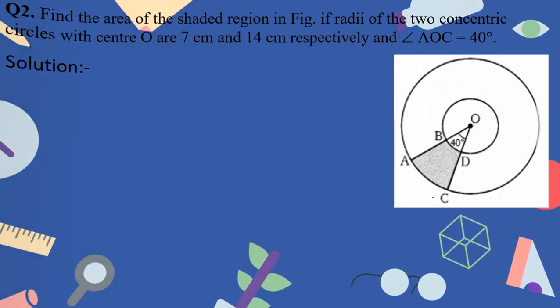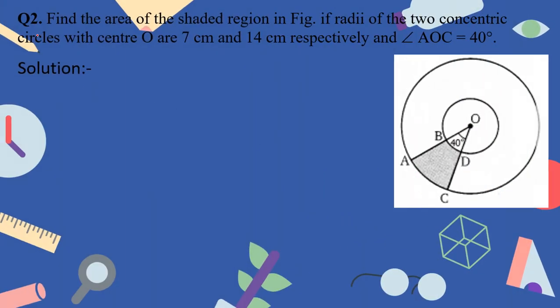Now let's take one more problem, problem number 2 of this same exercise. Find the area of the shaded region in the given figure if the radii of the two concentric circles with center O are 7 cm and 14 cm, and angle AOC is given 40 degree.